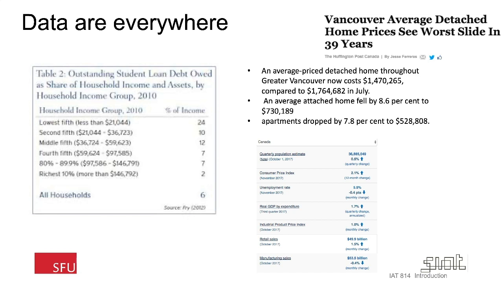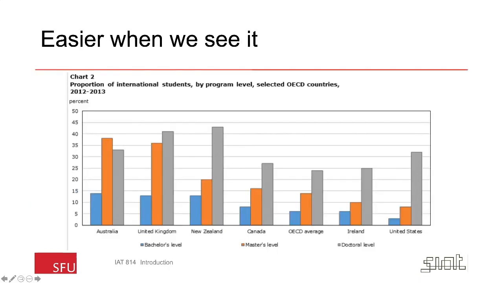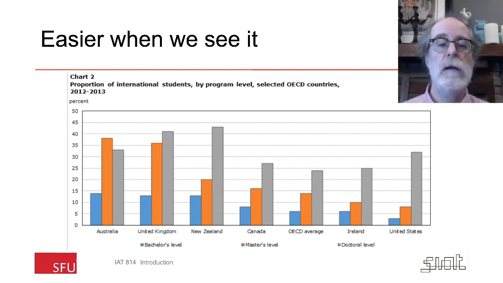So here's a couple of examples. This is about student loan debt over here on the left, and on the right you see a thing about Vancouver housing prices, about how they've changed over time. One of the things that is a good thing to observe is it's usually a lot easier to understand the data that we're talking about when we can see it.